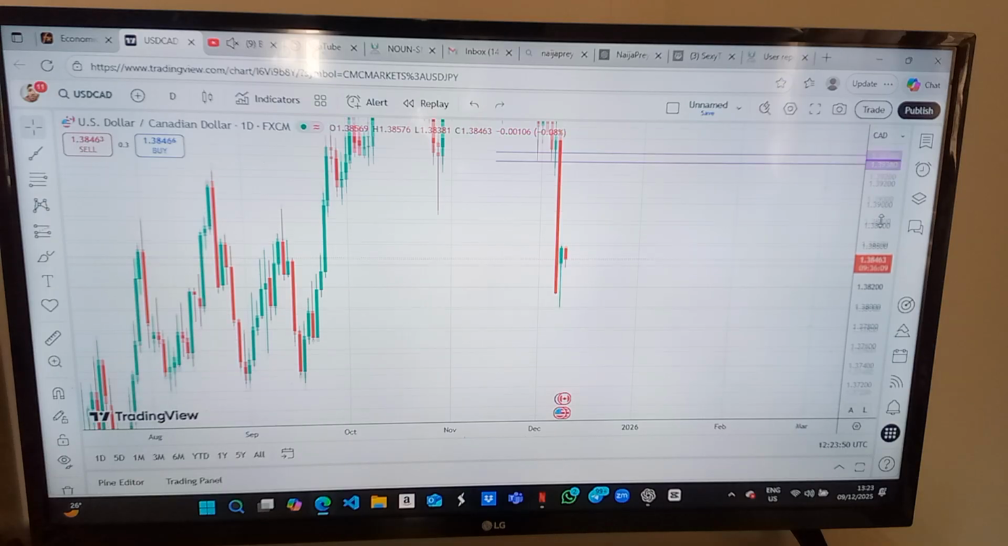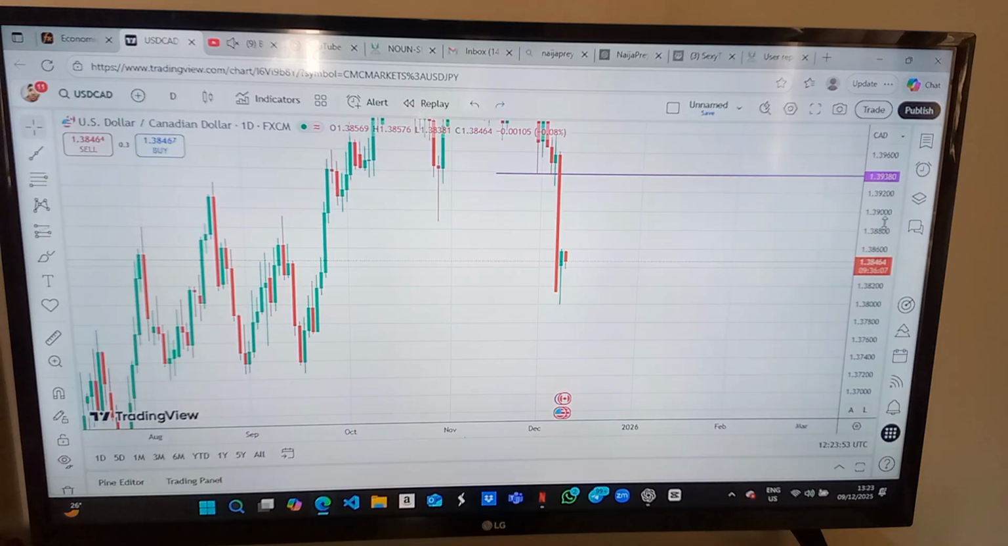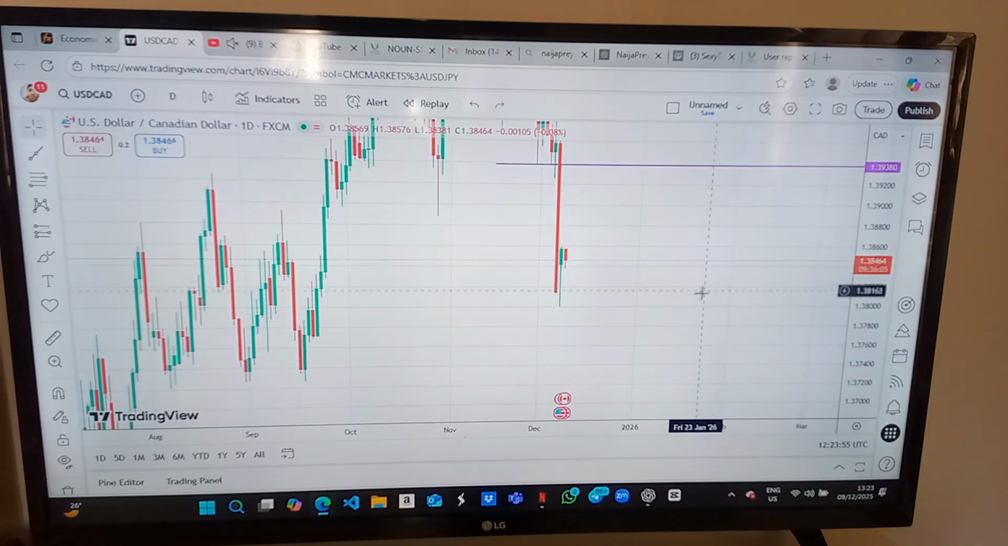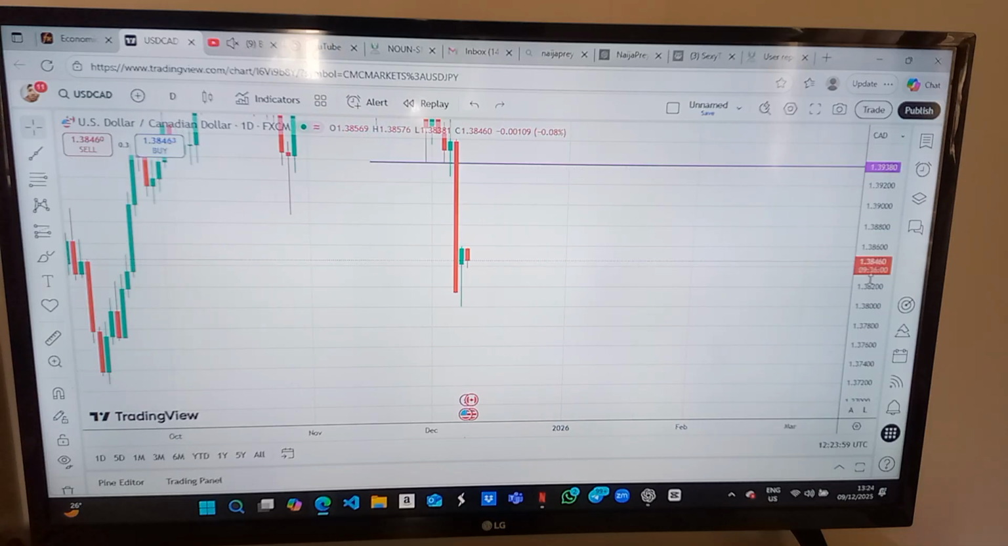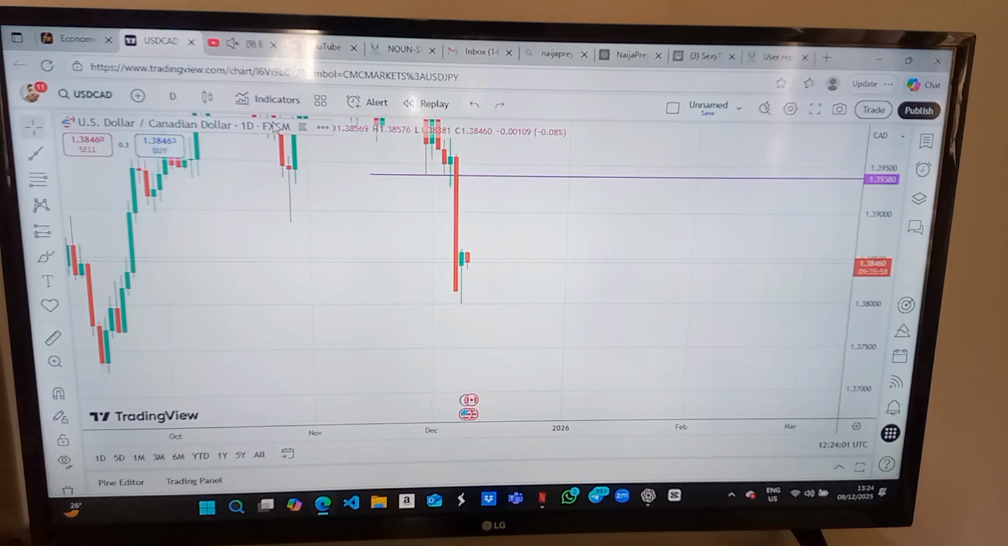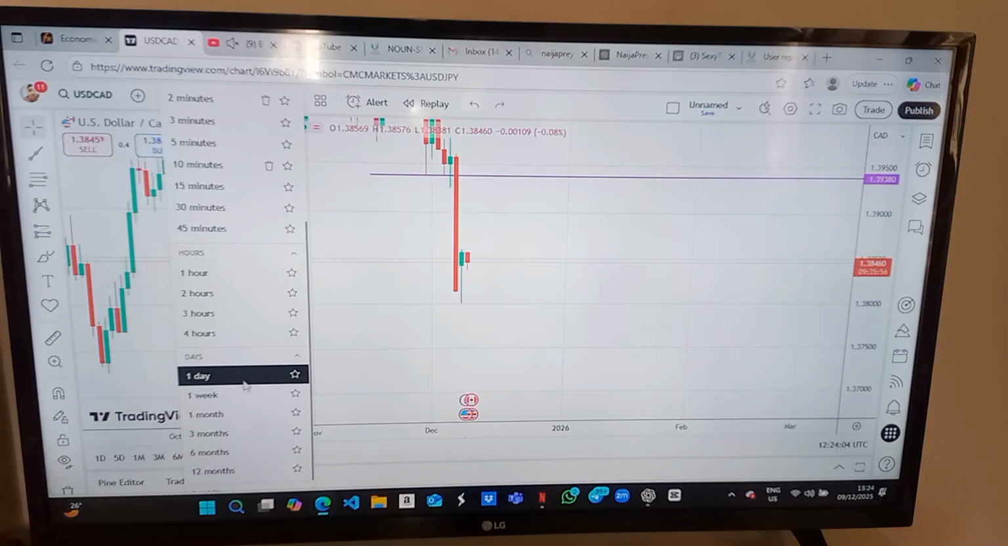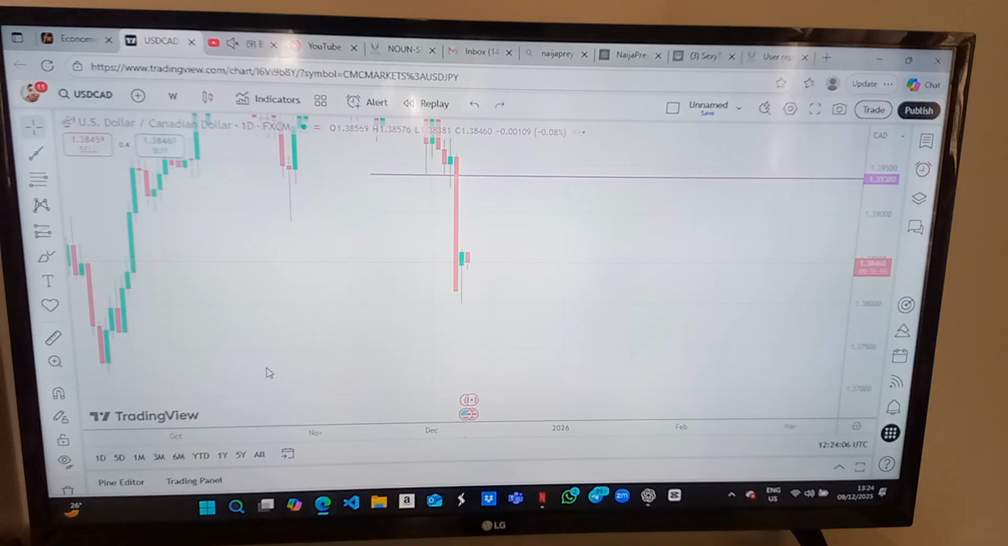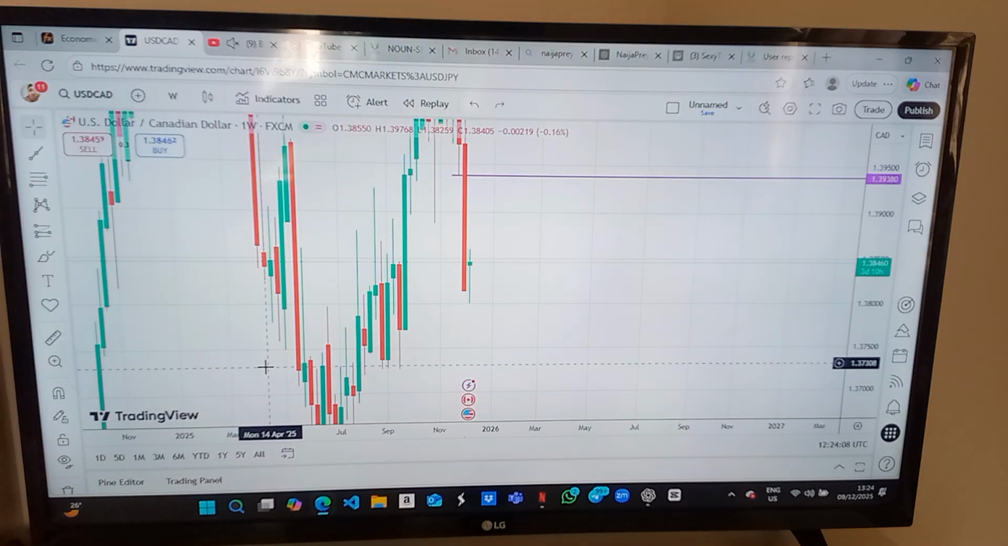Today I'm doing an analysis on USD Canadian dollars, right? So this pair on a longer term I'm buying. I'm buying this pair on a longer term, but on a shorter term I'm selling. That's short term, just for today I'll be selling. So this is the reason why I'm buying on a longer term.